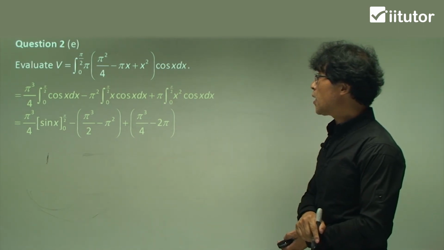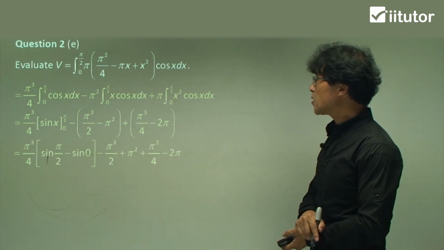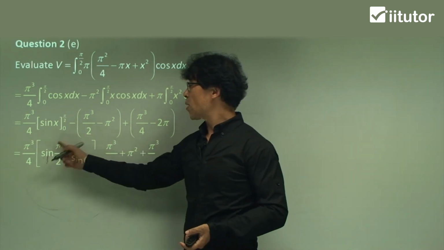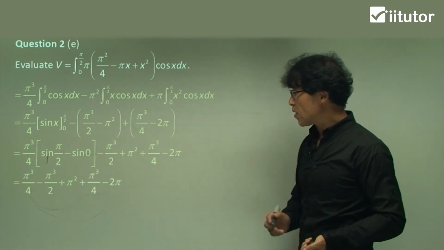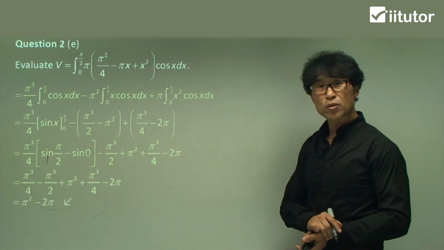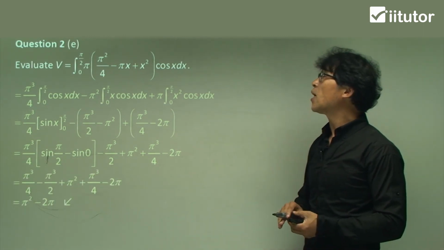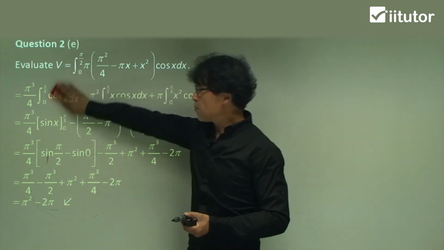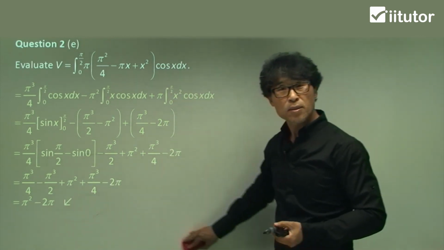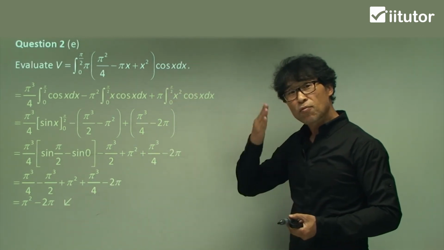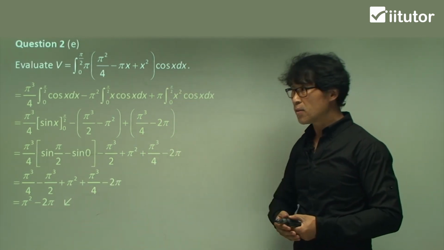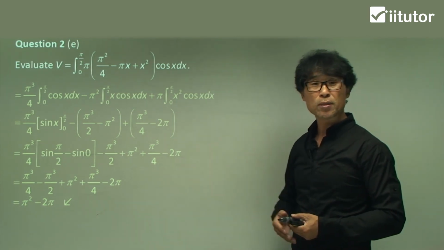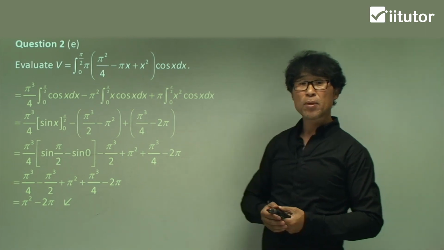Now you can put them in. Sine 0 equals 0, sine pi on 2 equals 1. So simplify, and you will get the final result. It's not too hard, but mostly this question is just one big piece. I just separated it into five little steps, so that you can have a better understanding of how you do the longer ones. Okay, so that's pretty much it.